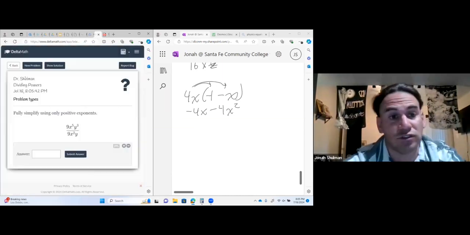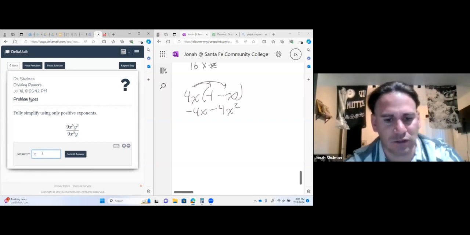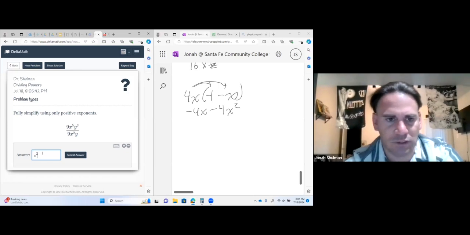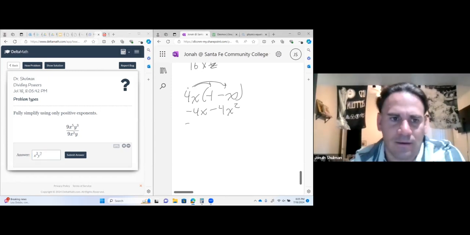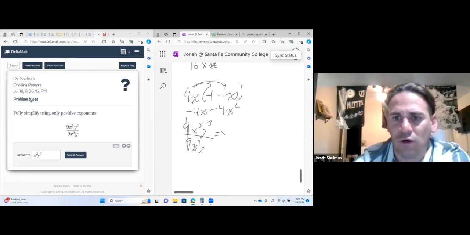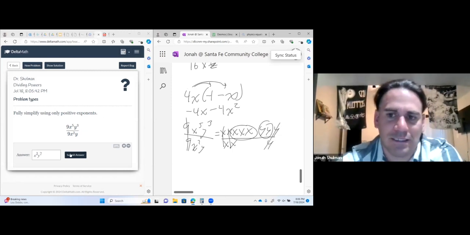Now we can divide. So division is just subtraction. 9 over 9 is 1. It falls. 5 minus 2 is 3. So this is x to the third. And what is 3 minus 1? It's y squared. I'll work this one out just to show you. So 9x to the fifth, y to the third over 9x squared y. Those fall away. 1, 2, 3, 4, 5. 1, 2. How many are left? We got 3 of them. 1, 2, 3. 1 on the bottom. How many are left? We got 2 of them. That's how I got the answer.